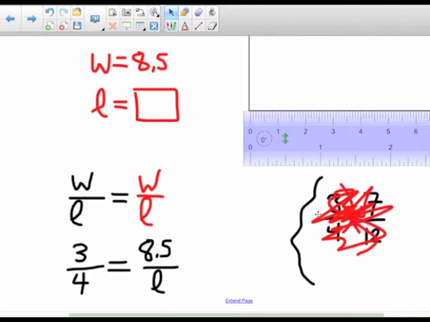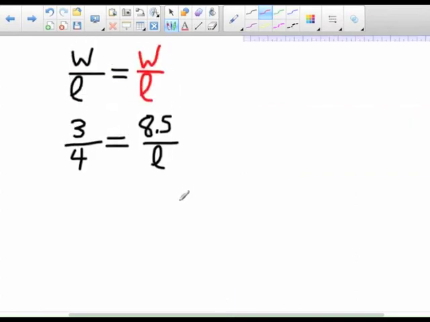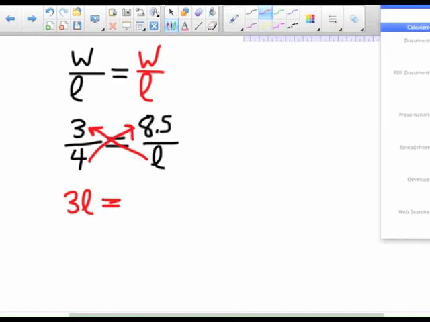You never use it when you're multiplying fractions here, but you can always use it whenever you have a proportion, whenever you have this equal sign in the middle. So I'm sorry, maybe this is confusing, but I'm going to vie for using cross multiplication here. It'll just be easier on us. So here I'm going to take the L times the 3 to get 3L, and then this is going to be equal to 4 times 8.5, which is 34.